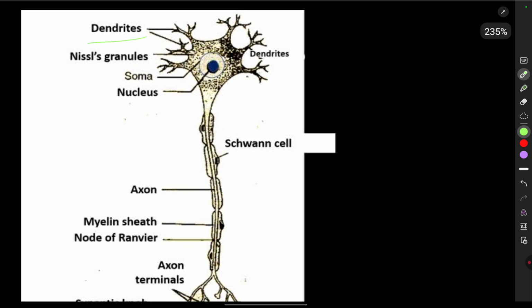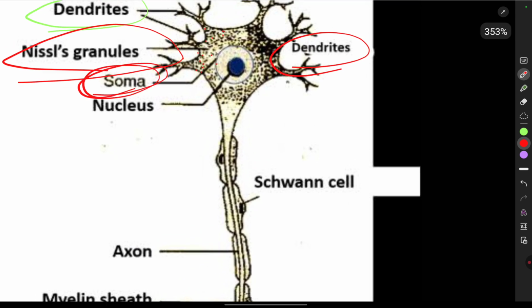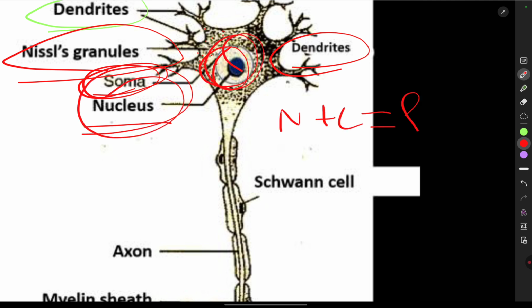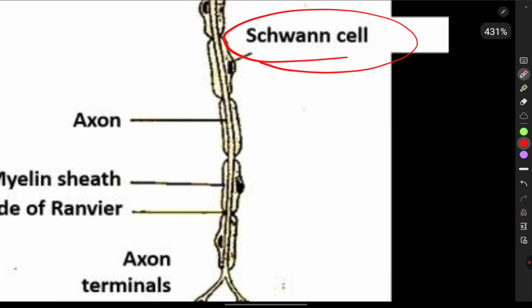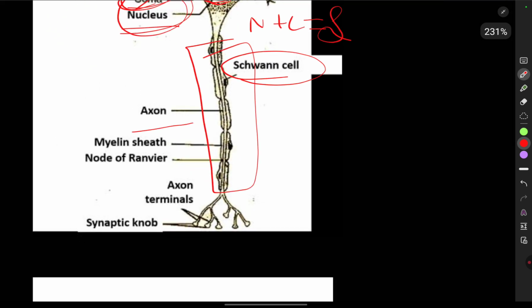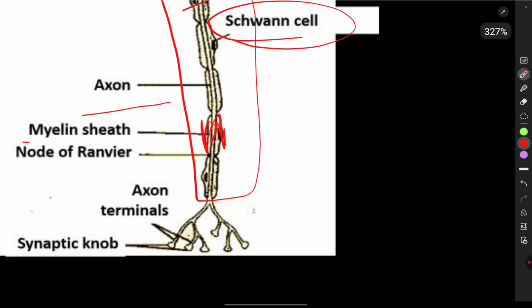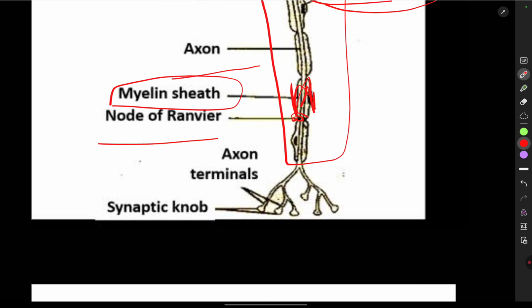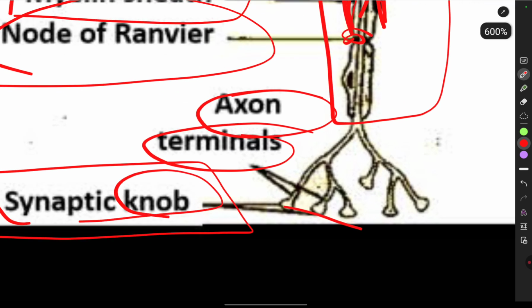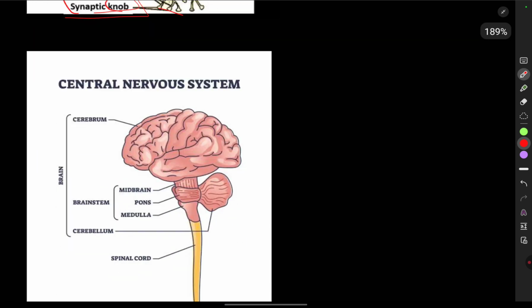So these are the dendrites. I told you, towards the proximal we have the Nissl's granules, and towards the distal we don't have Nissl's granules. This is the soma containing the nucleus and the cytoplasm. Nucleus plus cytoplasm forms the soma or the cell body. So these are the Schwann cells. This portion is the axon, and whatever you see at the sides is the myelin sheath, and these are the nodes of Ranvier, and these are the terminal axons and the synaptic knob. We will study about the synaptic knob in further chapters.